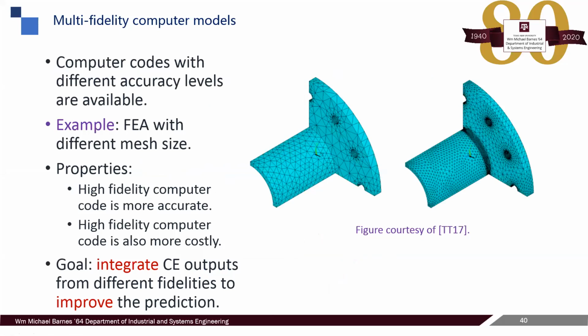So there are two specific problems I'd like to mention today. One is multi-fidelity. This is perhaps one of the unique problems encountered in computer experiments. So think about finite element. We can have different mesh sizes. On the right-hand side, we have a finer mesh. On the left-hand side, we have a coarser mesh. The finer mesh will give us a better prediction, but it takes a longer time to solve the problem. And the goal of data science for this kind of problem is to integrate output from different fidelities.